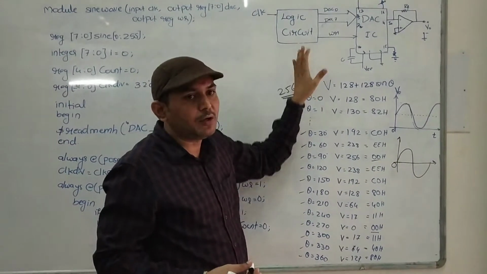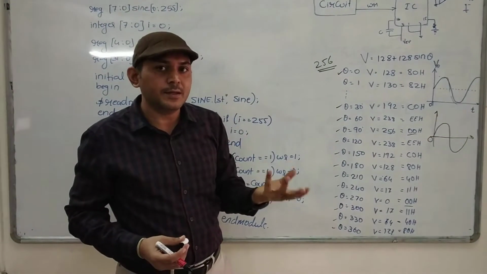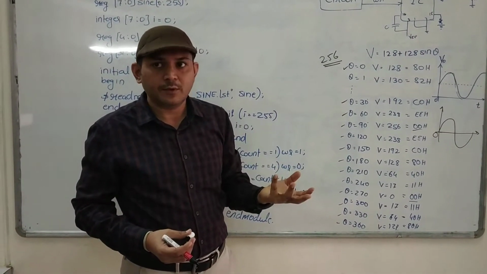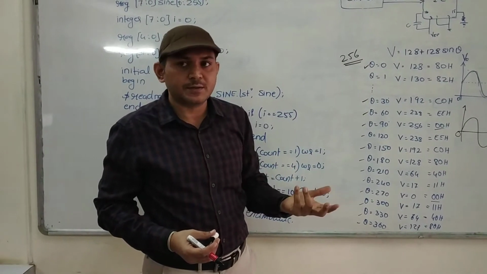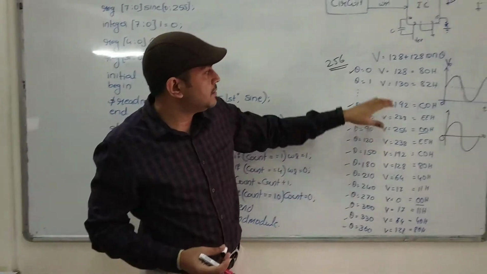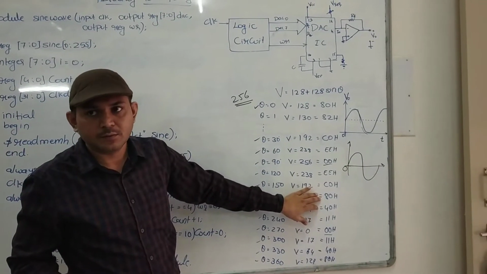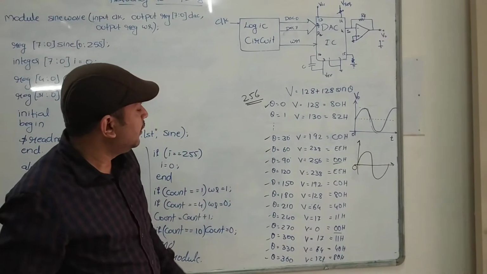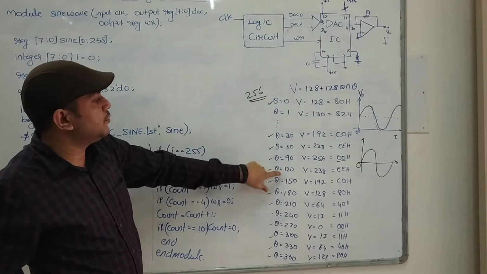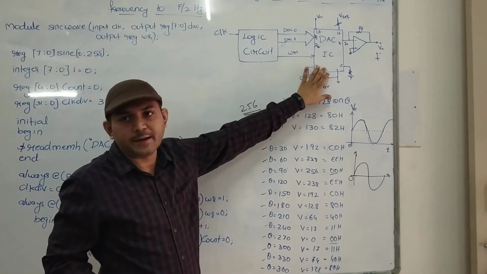Your logic circuit will not generate the sine wave. It will only generate the digital values in a certain pattern. What pattern you want has to be decided prior. And this is the formula which I will use to generate these values for the sine wave. Now we will understand how these digital values are transferred from this circuit to the DAC IC.